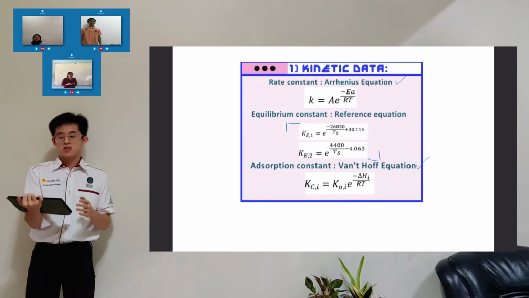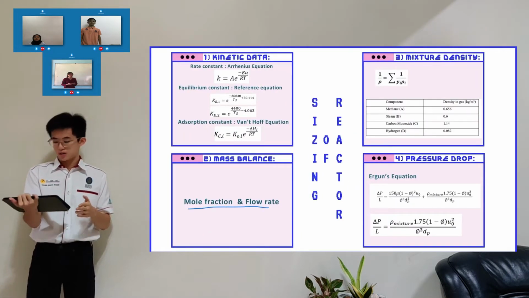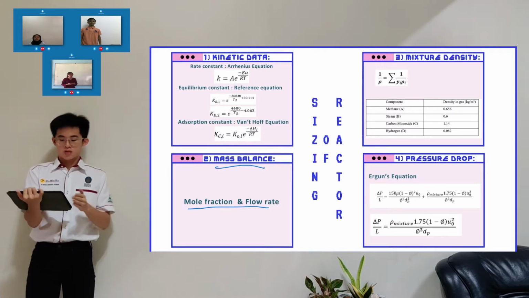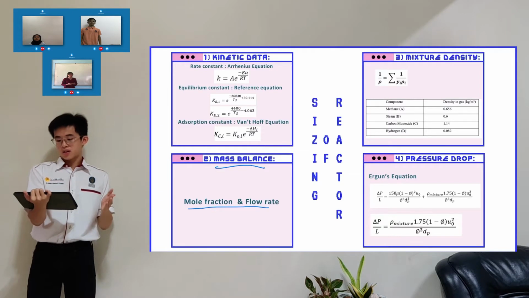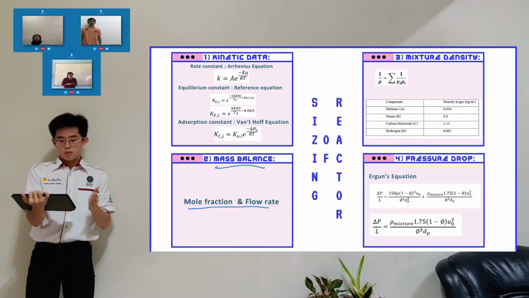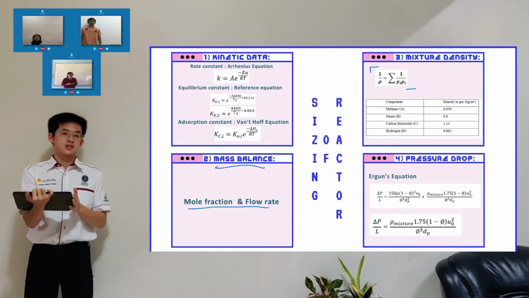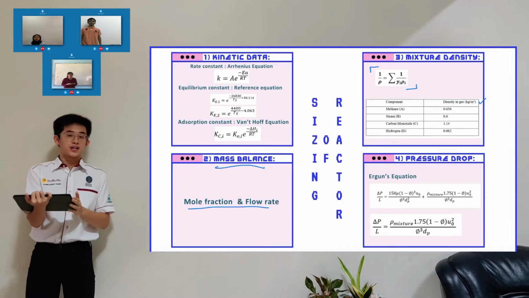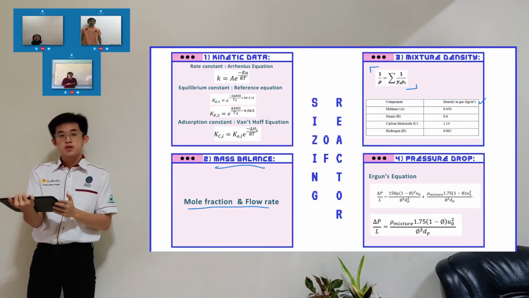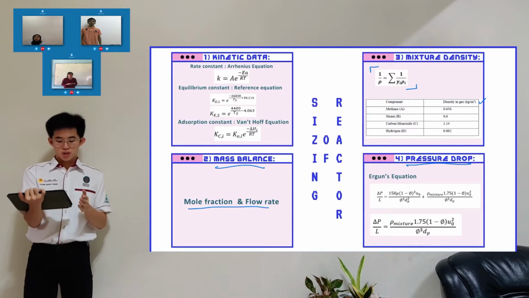The second step is to determine the mole fractions and molar flow rates using mass balance. The third step is to determine the mixture density for the stream entering each reactor, which can be estimated using this formula and their pure densities in gas. The mixture density obtained is then used to calculate the pressure drop across each reactor using the Ergun equation.